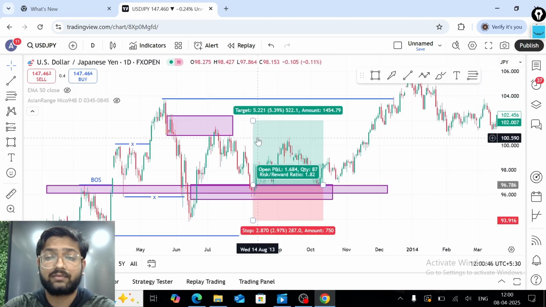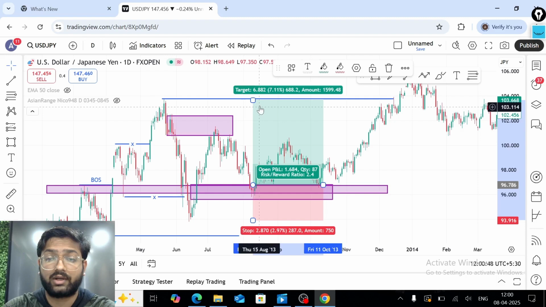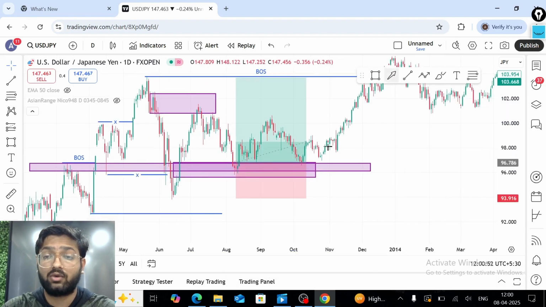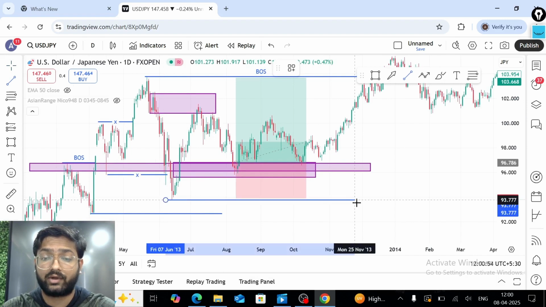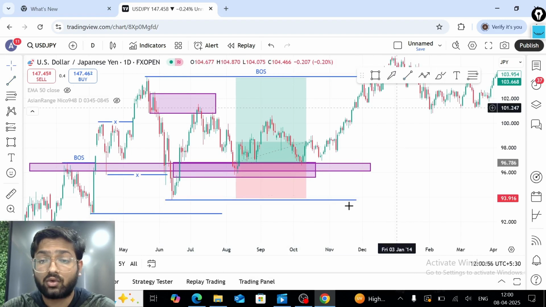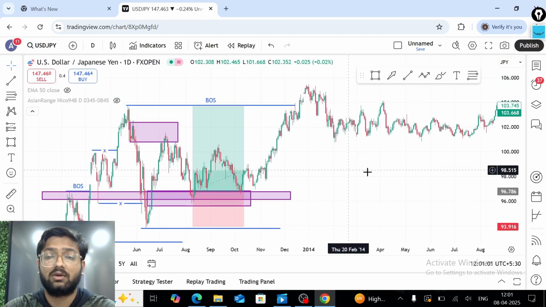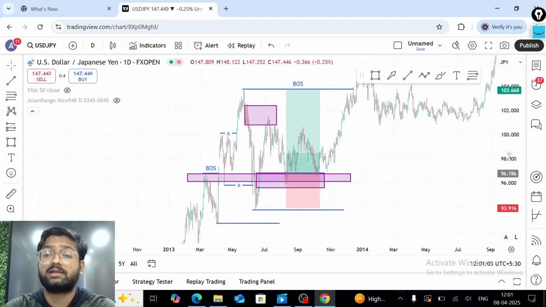So again, we got a break of structure over here, and again we can consider this a break of structure, and our protected low is here. This is our protected low. If this low is broken, then we can consider it a change of character. Okay, see, this is how you need to analyze the market structure, guys.